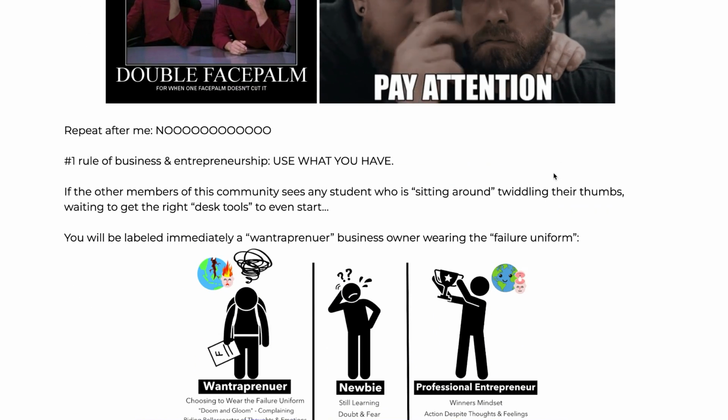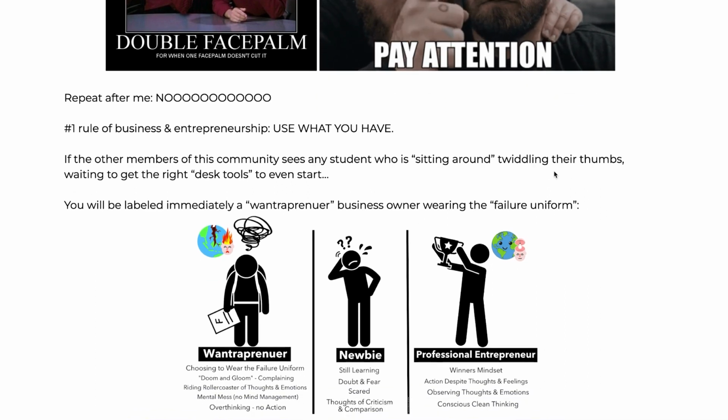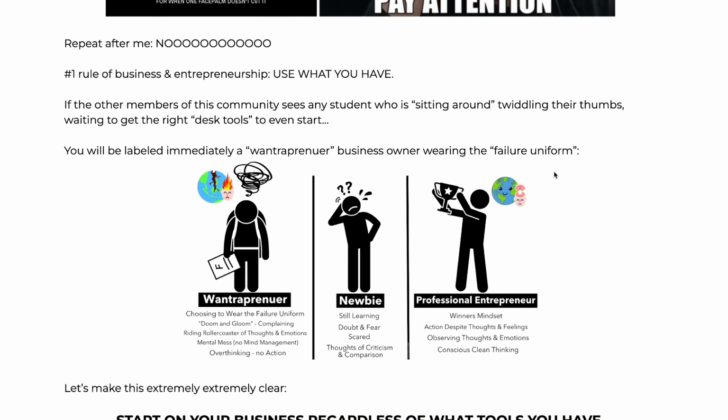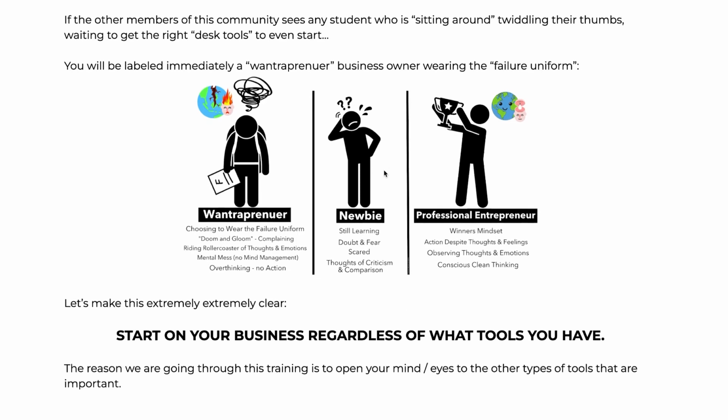The number one rule in business and entrepreneurship is to use what you have. Okay, so if the other members of this community see any student who's literally sitting around, twiddling their thumbs, saying, you know what, I got to wait to save enough money to buy a good computer so I can start my business, or I got to wait around so I can do XYZ before I can start my business, for sure you are going to be labeled a failure as a business owner. Because here's the thing, and I want to make this extremely clear right now. You need to start on your business regardless of the tools that you have.